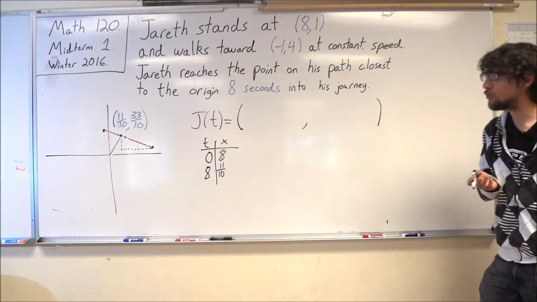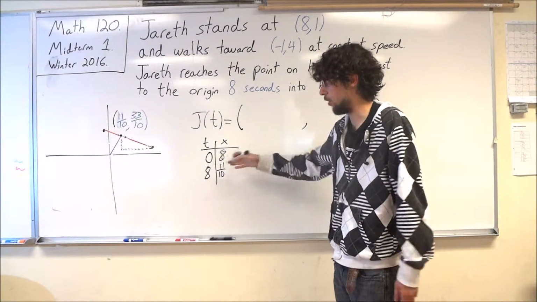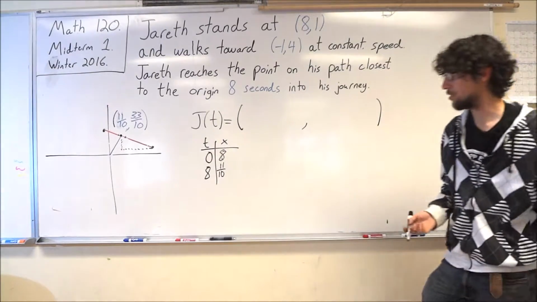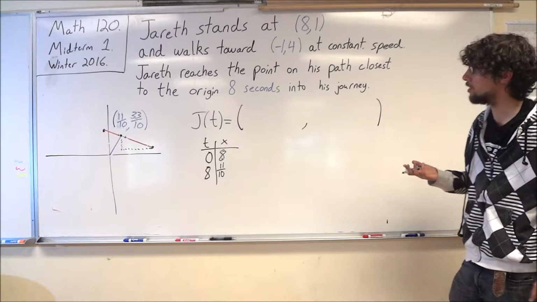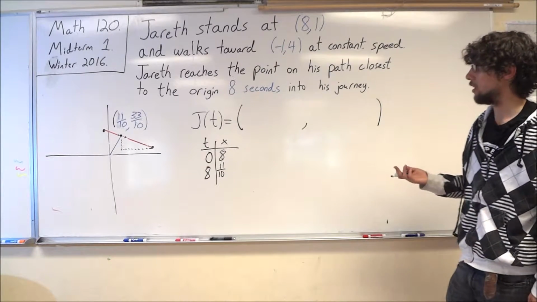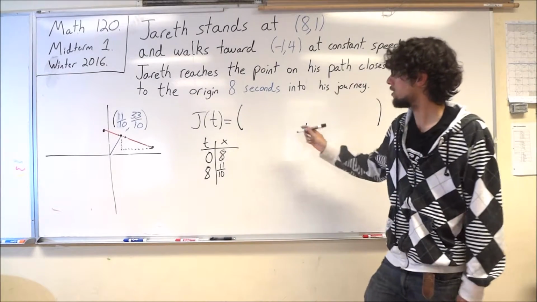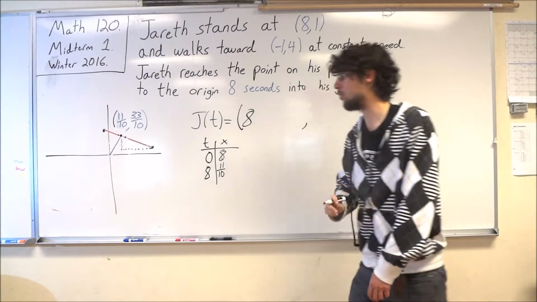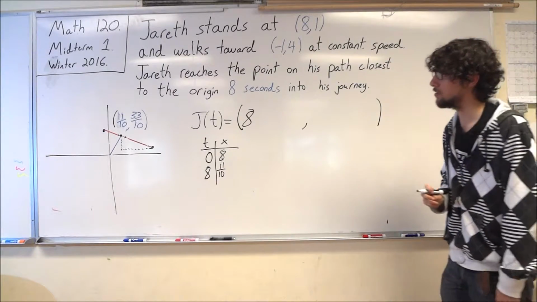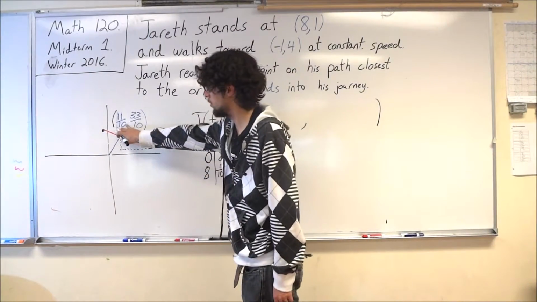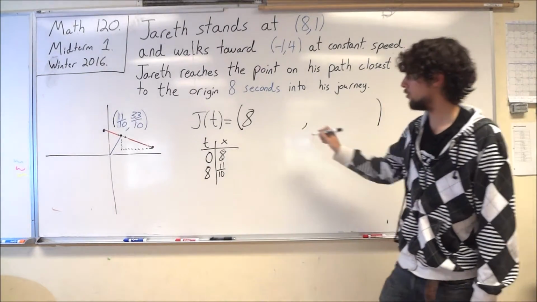So you've a million times managed to write a linear equation relating data like this. I personally like to think of it this way. At t equals 0, the x coordinate is 8. So I'll just start with an 8 with no t associated to it. And in 8 seconds, Jareth travels to 11/10. So how can I write this?